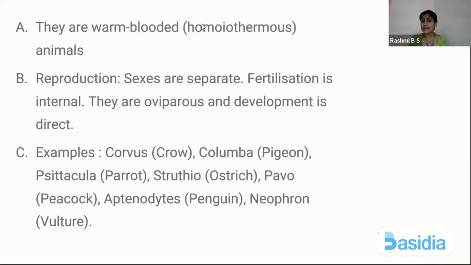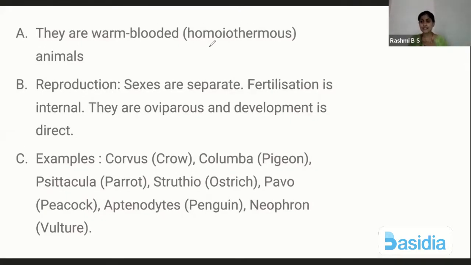And they are warm-blooded. That means they maintain their internal temperature. They don't change the temperature according to the environment, just as we maintain. Even if it is raining or cold outside, our internal body temperature is 37 degrees Celsius. In the same way, these birds also maintain their body temperature and do not change it according to the surrounding environment. Hence, they are called warm-blooded animals. Even mammals are warm-blooded animals, and they are homeothermous.